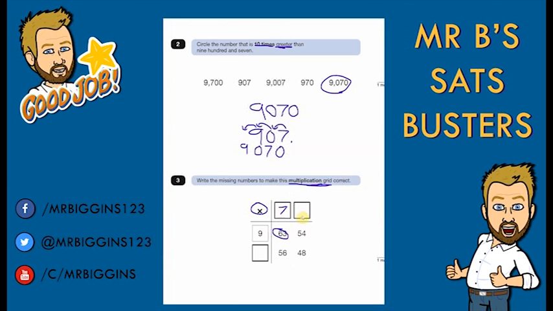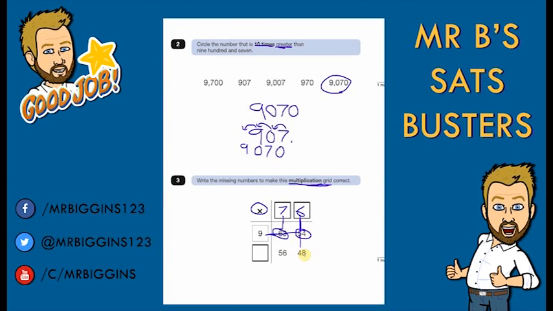Okay, if you know your times tables, you'll know it is 9 times 7. And you know that 9 times 6 is 54. So now we have 7 going down this column and 6 going down this column. As you can see, 9 times 7 is 63, and then 9 going across times 6 is 54. So that's how we get our answers.